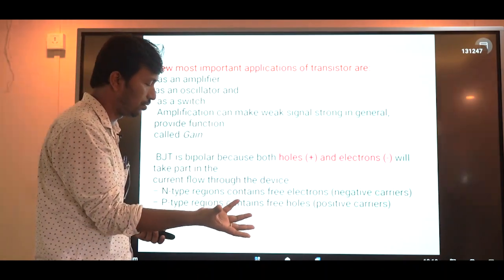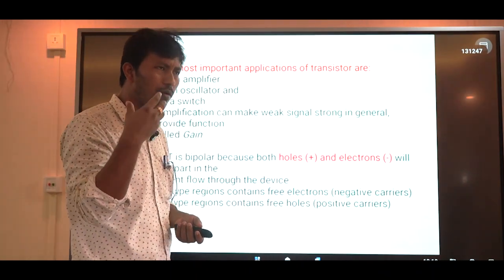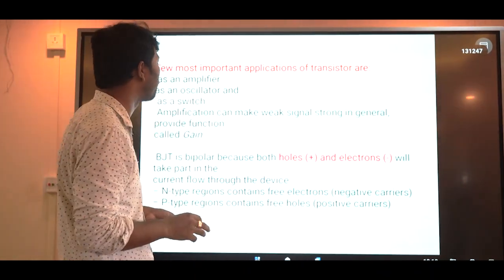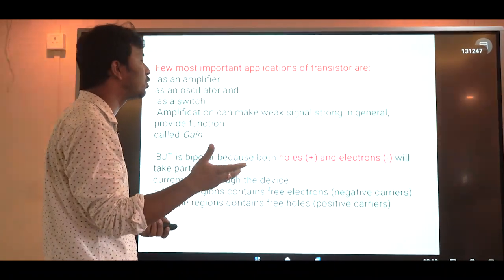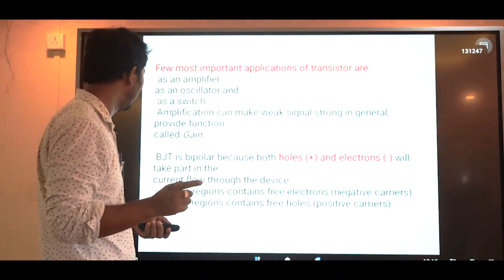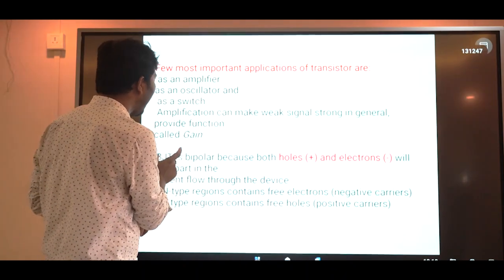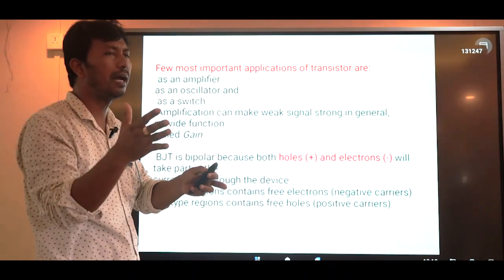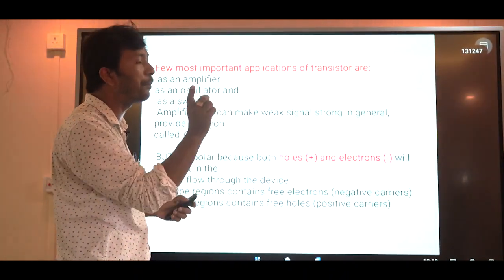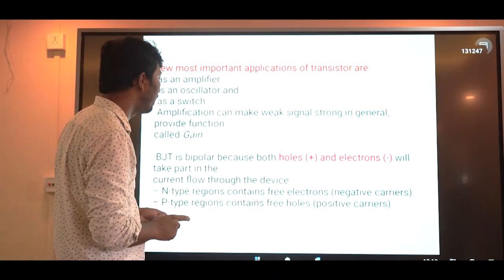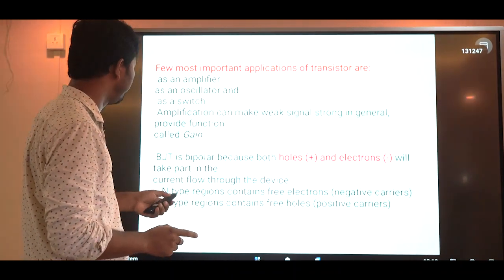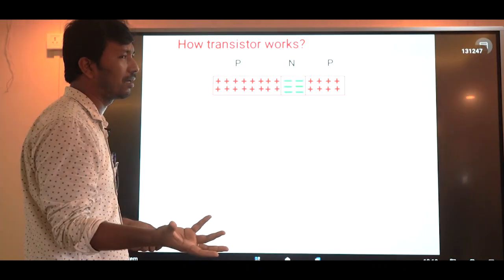As in a transistor, both electrons and holes take part in the conduction of current, that is why we call it a bipolar junction transistor. So in the N region, the electron will be the majority carrier. In the P region, the hole will be the majority carrier. So how does it conduct current?